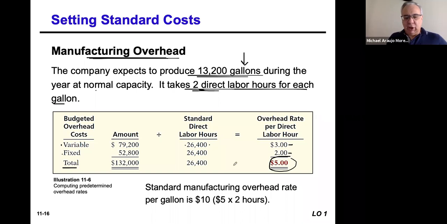So per gallon, it takes 2 hours to produce 1 gallon at $5 per direct labor hour. So we're going to allocate $10 in overhead for every gallon that we produce.